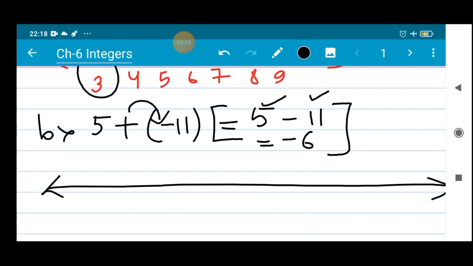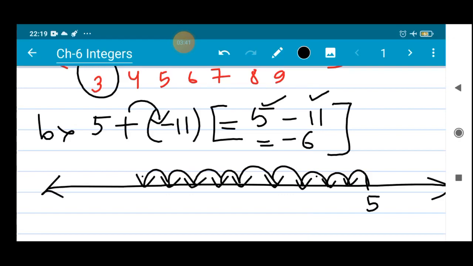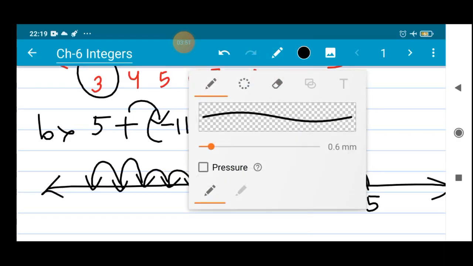So where are you now? You are in minus 5 position, and where do you have to move? You have to move towards the left hand side, this side. Why? Because it is the minus side, minus 11 side. So first, second, third, fourth, fifth, sixth, 7, 8, 9, 10, and then 11. So this is the 11th position, right?